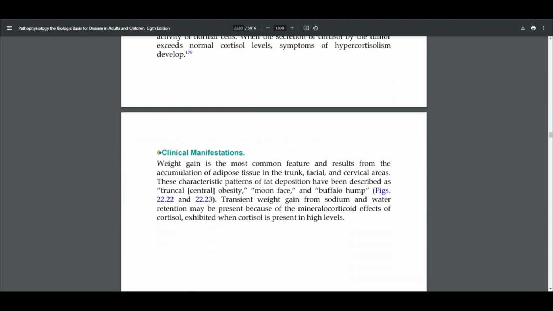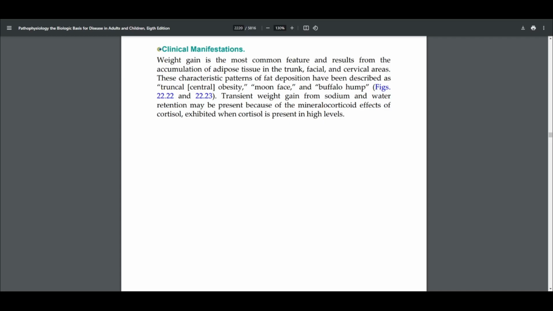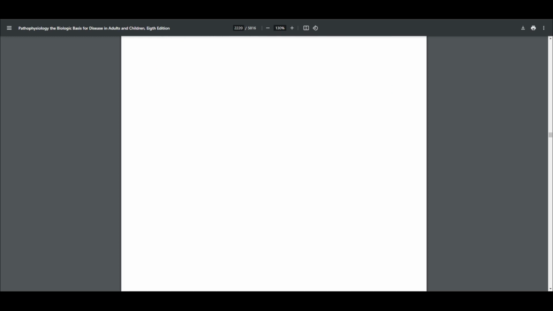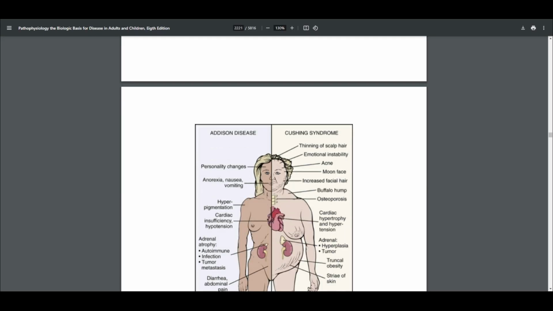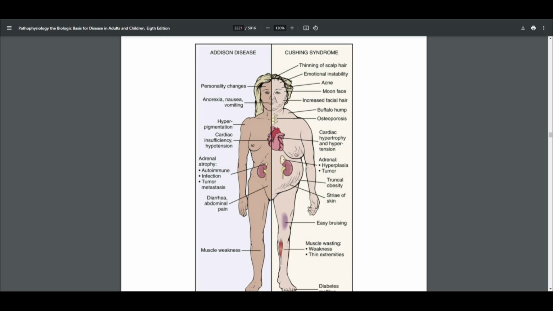So, clinical manifestations. Weight gain is the most common feature and results from the accumulation of adipose tissue in the trunk, facial, and cervical areas. These characteristics of fat deposition have been described as truncal obesity, moon face, and a buffalo hump. Transient weight gain from sodium and water retention may be present because of the mineralocorticoid effects of cortisol, exhibited when cortisol is present in high levels. So here we're doing a comparison of Addison's disease and Cushing syndrome.